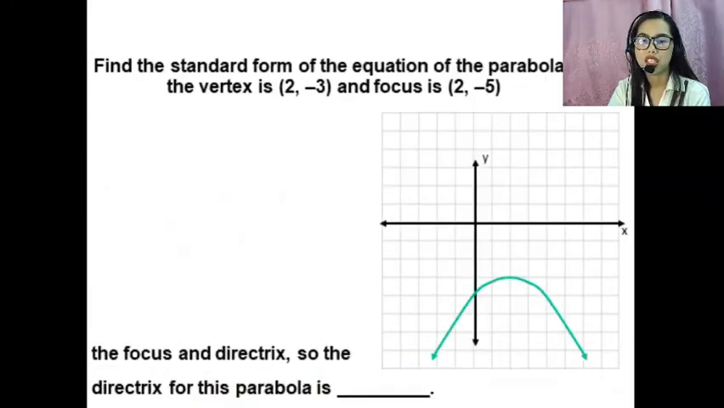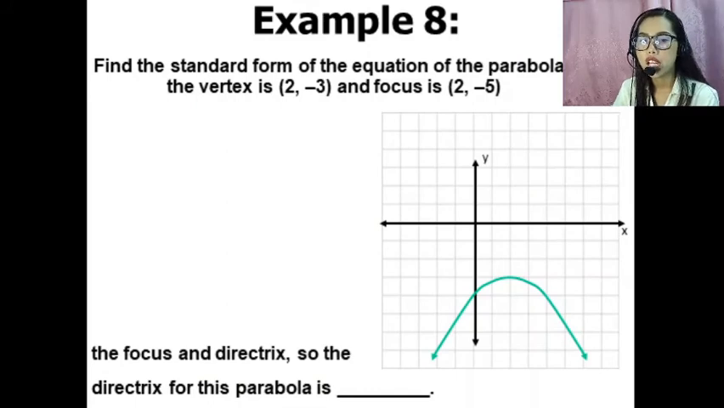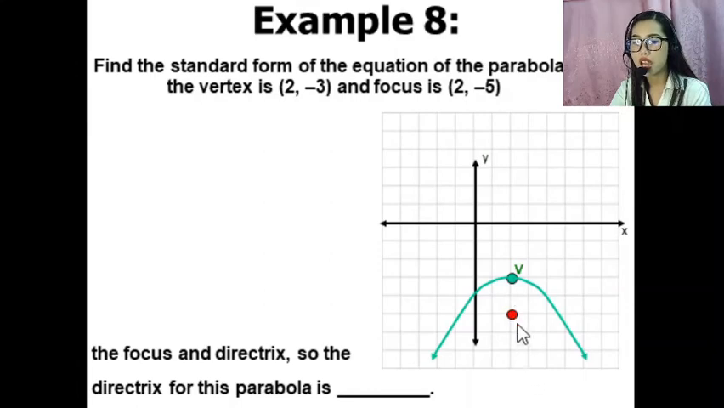Next, example number 8. Find the standard form of the equation of the parabola given that the vertex is (2, negative 3) and focus is (2, negative 5). So this is just another example like the previous one. We actually have the same type of example, just with varied coordinates. So we first plot (2, negative 3) and (2, negative 5). The focus lies below the vertex, which means our parabola opens downward, right?